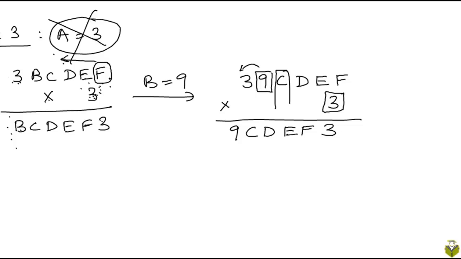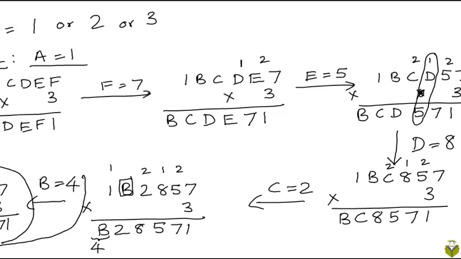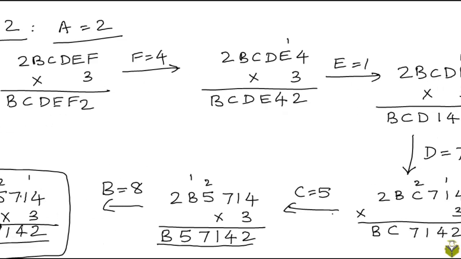This means the two viable solutions to this cryptarithm are 142,857 times 3, whatever product that results in, and 285,714 times 3, with the product being 857,142. These are the two solutions to this cryptarithm.